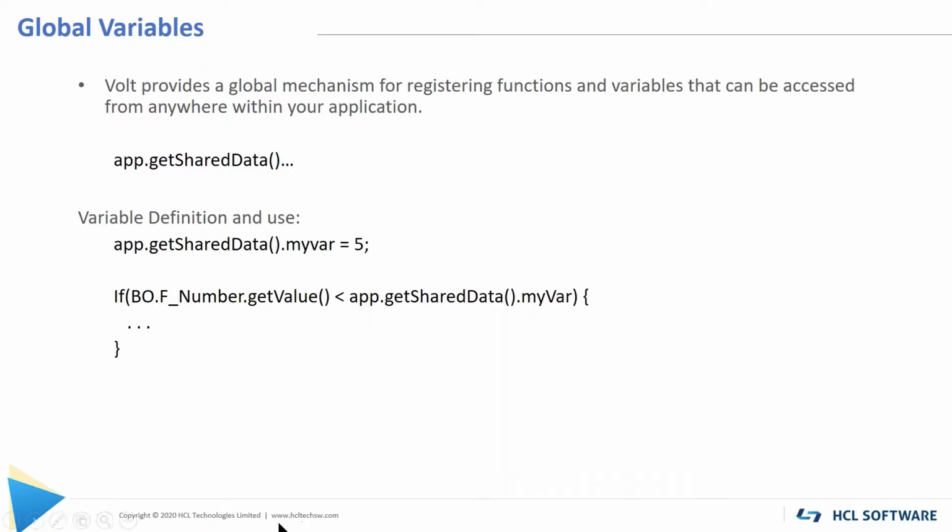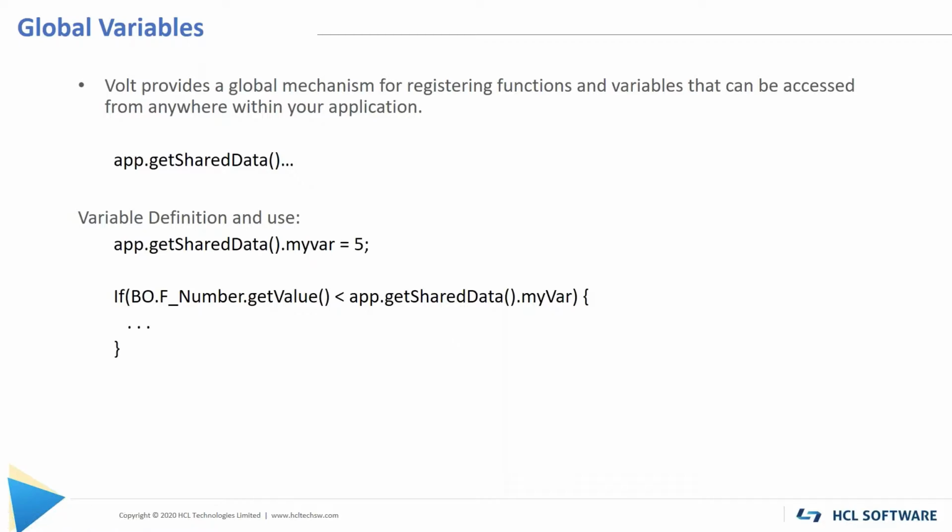So here I show you how it's defined. I'm basically registering a variable, setting it a value, and then I'm going to use that where I say, okay, if this number is less than whatever that global variable is, now I'm going to do something. Very useful.